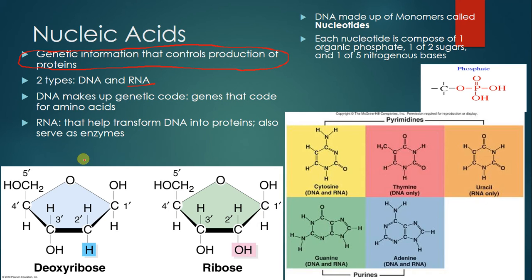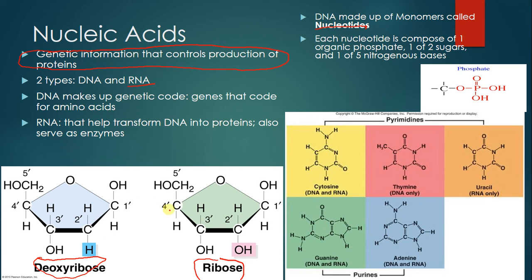So the important thing to note here is that all nucleic acids are built of monomers called nucleotides. And these nucleotides are composed of one of two sugars. DNA has a deoxyribose sugar, so they have a carbohydrate in them. RNA is composed of ribose sugar, so it has a carbohydrate as well.